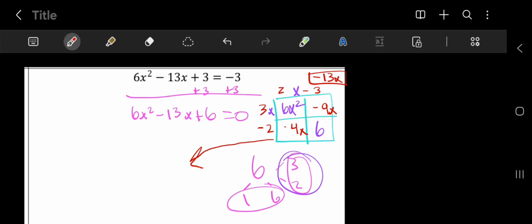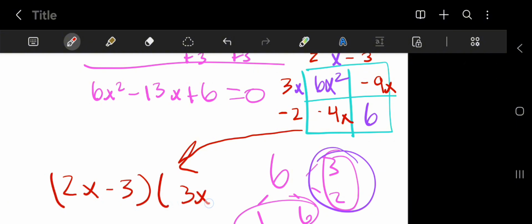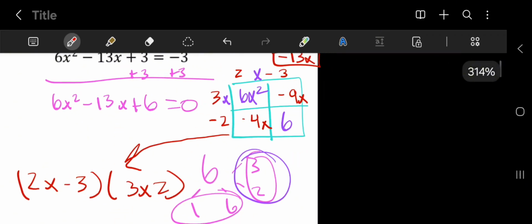But how are we actually going to write that? So we can now write that as 2x minus 3, parentheses, 3x minus 2. Now, I hope you can visualize what I was trying to tell you earlier, that this right here was going to be the same thing as this right here. So we literally just pop these guys over here and pop these guys over here.